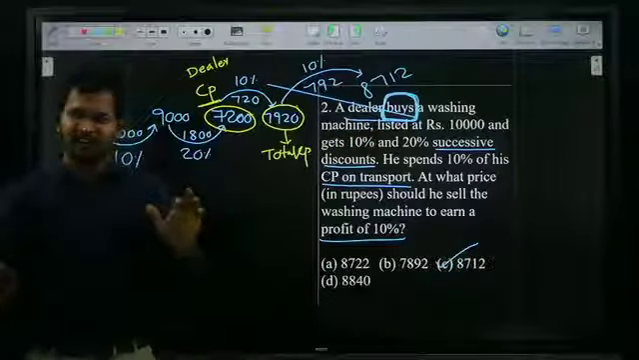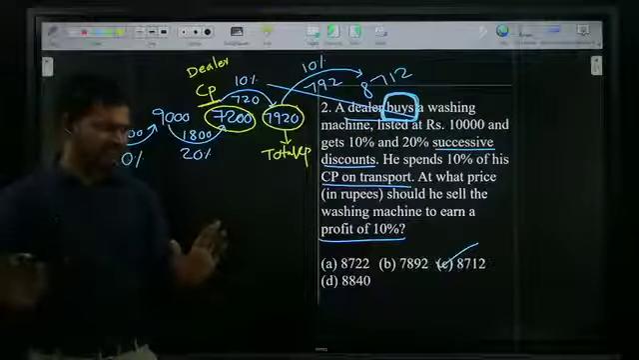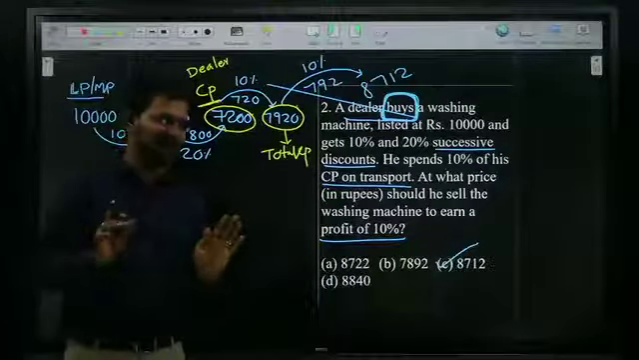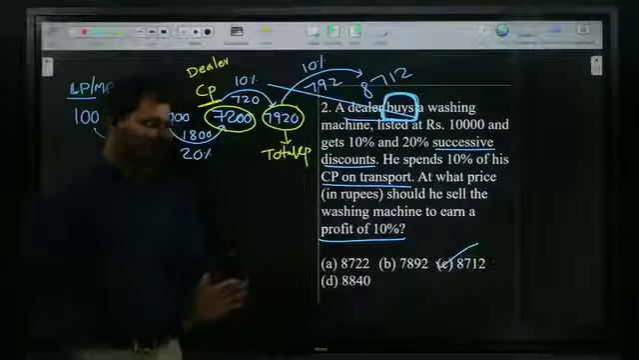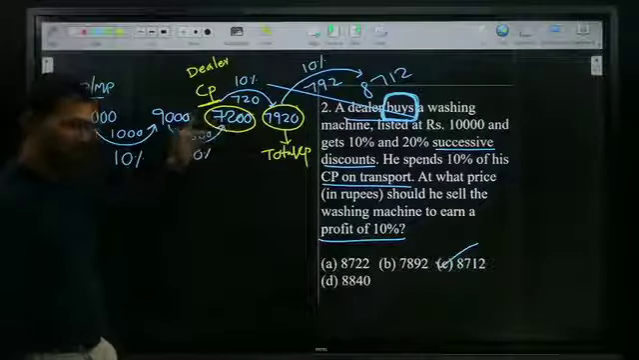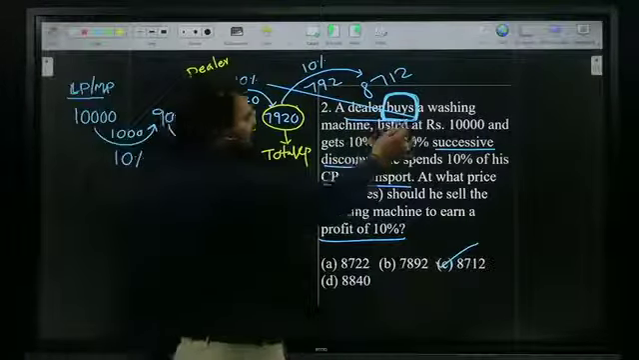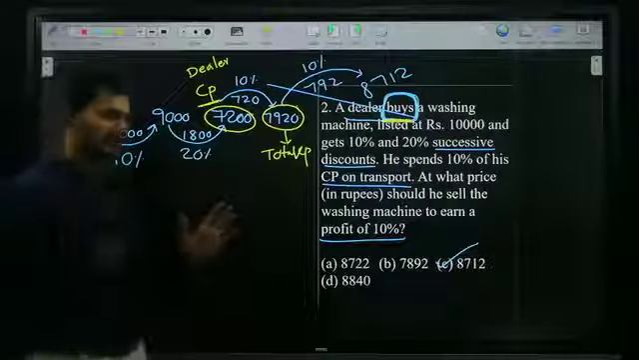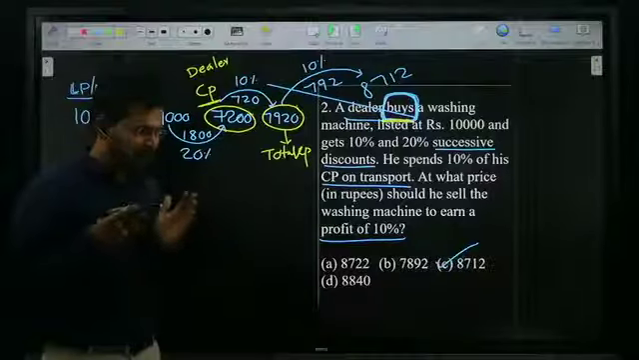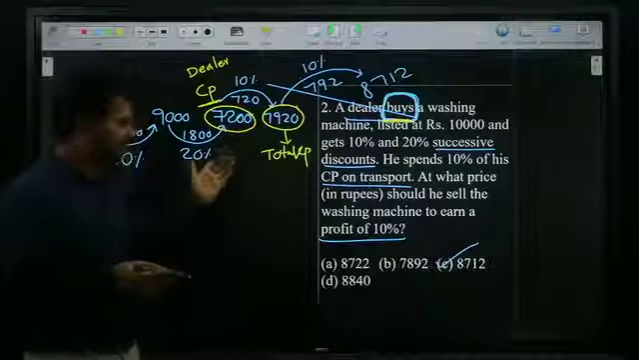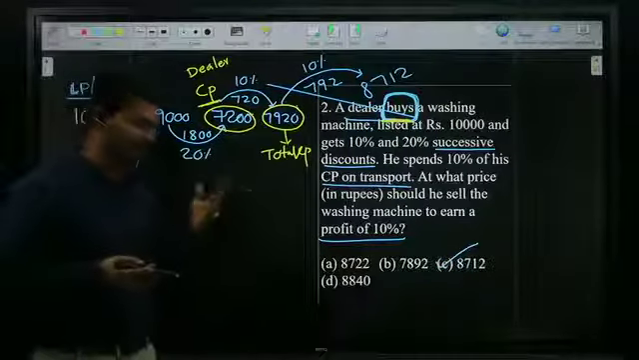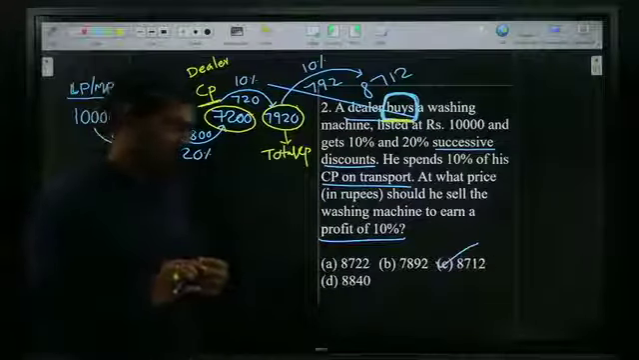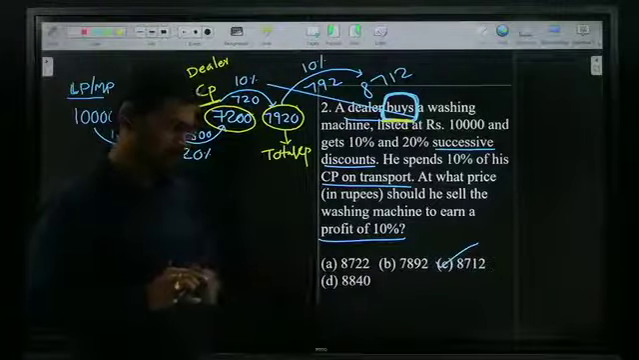Are you clear? I am explaining very clearly. Try to understand and concentrate. This is not SP. This is CP. Dealer buys. Buys is nothing but CP. I am explaining very slowly, and after giving the question, I will wait for some time for you to read the question.